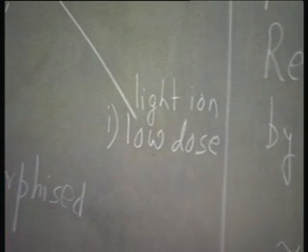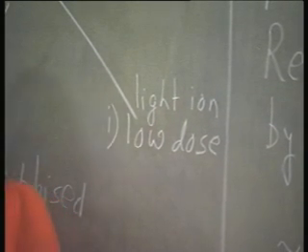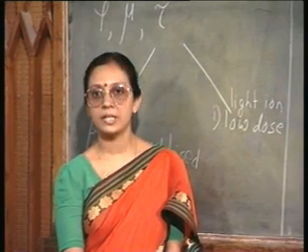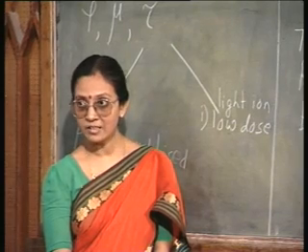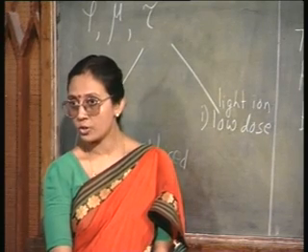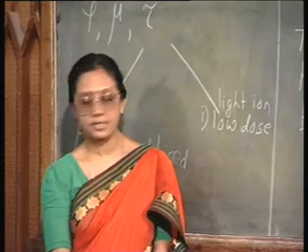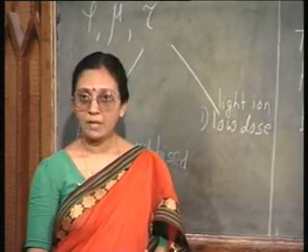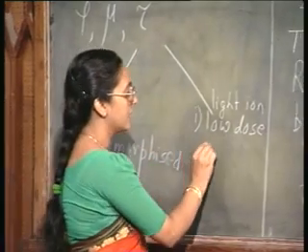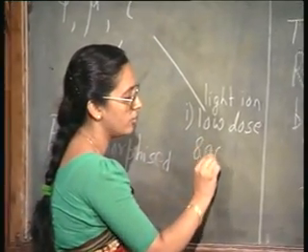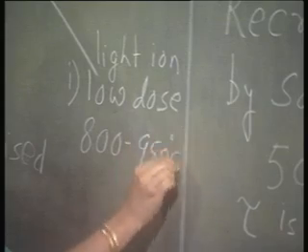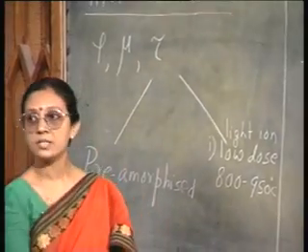What do these things signify? It is low dose combined with light ions, which means the damages are much less. It is light ion, so damages are less, also it is low dose, therefore damages are less. So, this combination of light ion and low dose will have less damage, which can be annealed out in the temperature range of 800 to 950 degrees centigrade. All the parameters you will get back, rho, mu as well as tau.